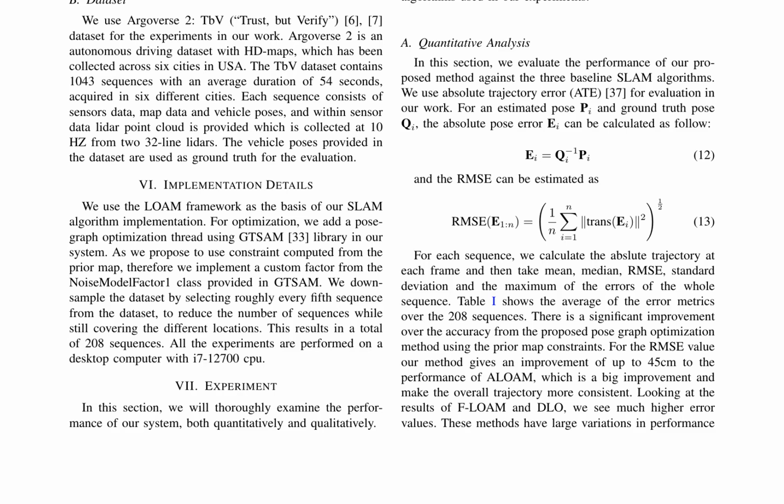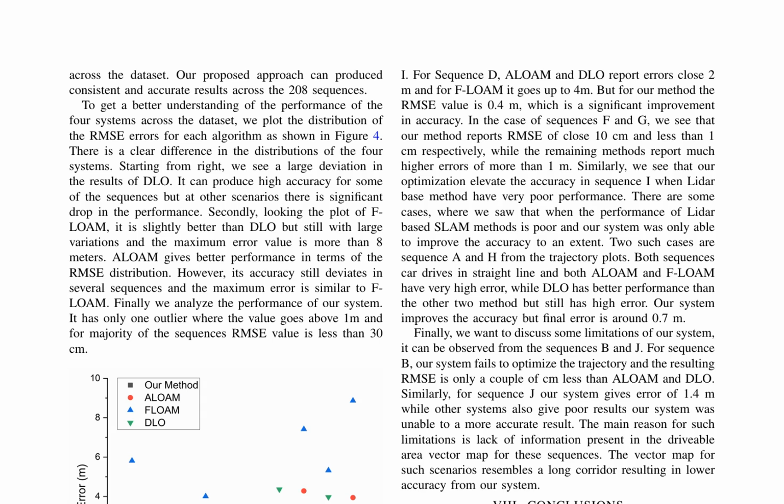The authors evaluate their approach using the Argoverse 2 TBV dataset, which consists of 1043 sequences with an average duration of 54 seconds, acquired in 6 different cities. They compare their method with 3 state-of-the-art lidar-based SLAM algorithms: LOAM, FLOAM, and direct lidar odometry (DLO). The results show that their proposed approach outperforms the baseline methods, with a significant improvement in accuracy, particularly in challenging scenarios. The authors perform both quantitative and qualitative analyses to evaluate the performance of their approach.